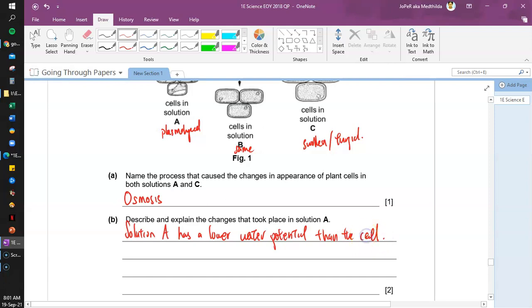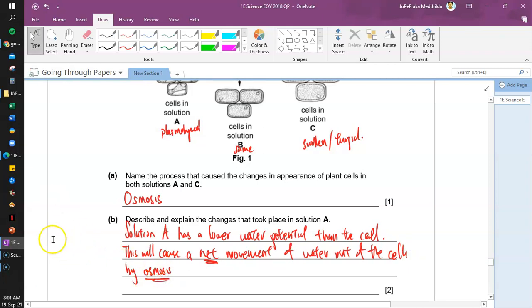Now, if it has a lower water potential than the cell, what's going to happen? This will cause a net movement. The word net is important. A net movement of water out of the cell by osmosis. You must include the process over here.